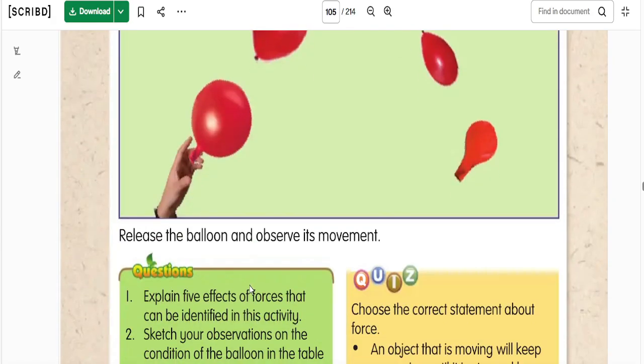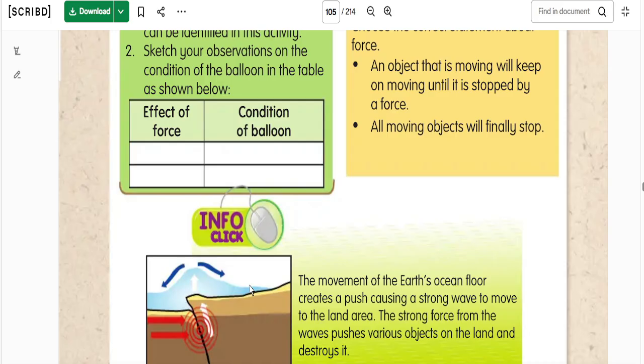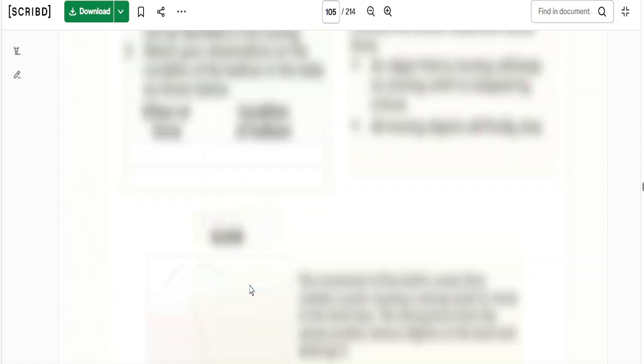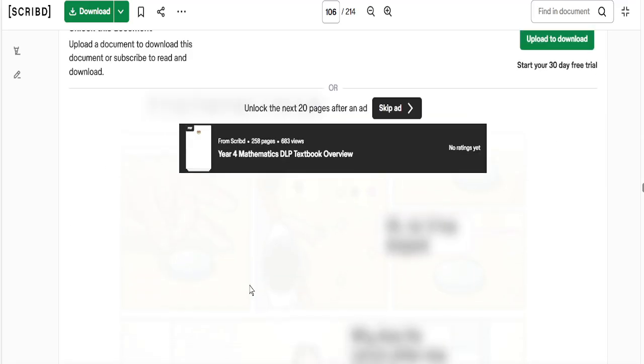So basically, these were the effects of force we have seen. A stationary object can move, speed can change, you can stop a moving object, right? You can increase speed or decrease speed. If you are applying brake, you can stop a moving object. Applying brake is also a kind of force, right? So all these are effects of force.